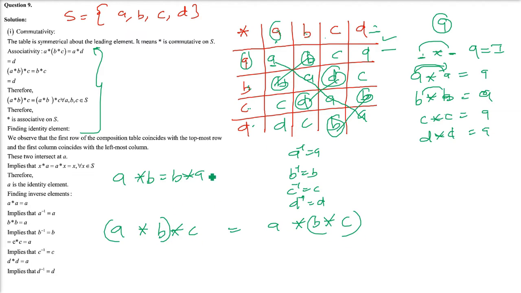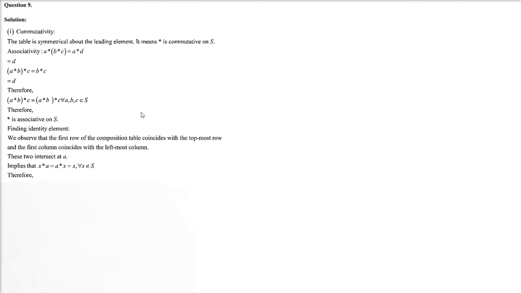A star B, from the table, is B star C. A star B star C is what? B and C gives you D. Now B star C, the B and C intersection, is D, and A star D is again D. So D is equal to D. From here, we are confident that the star is associative.